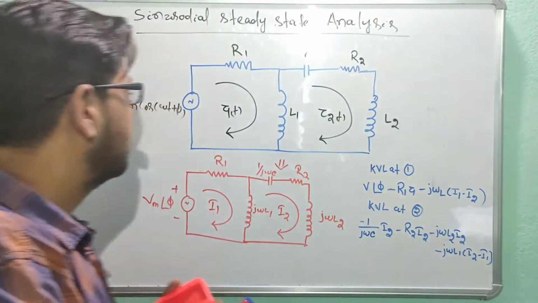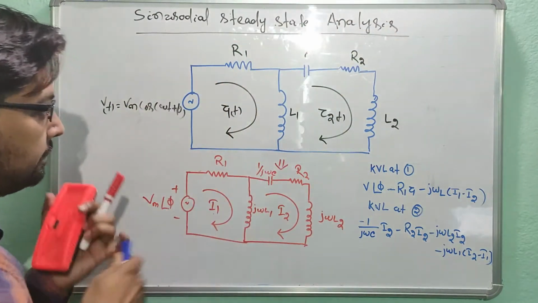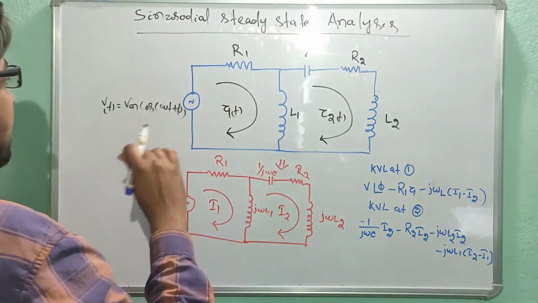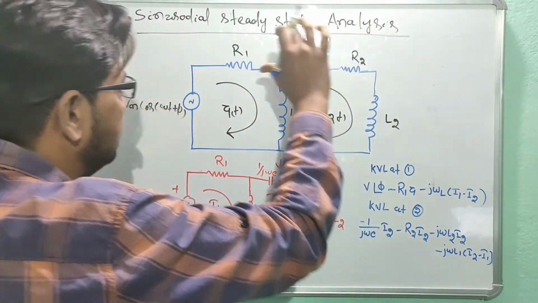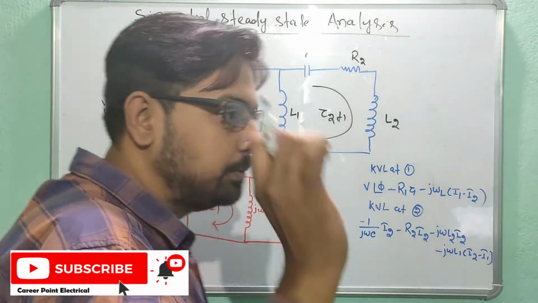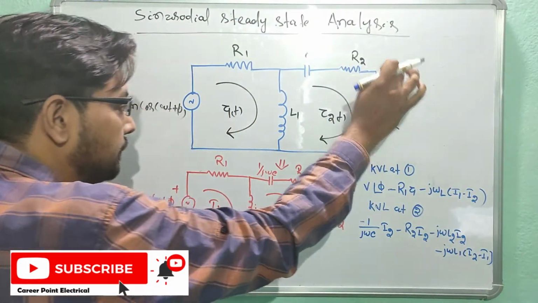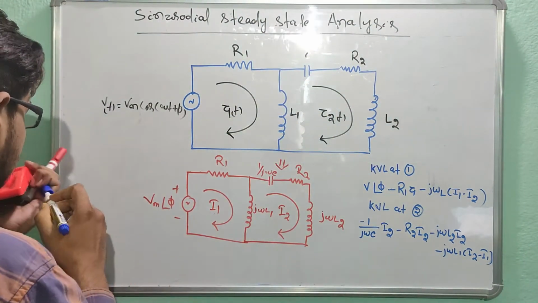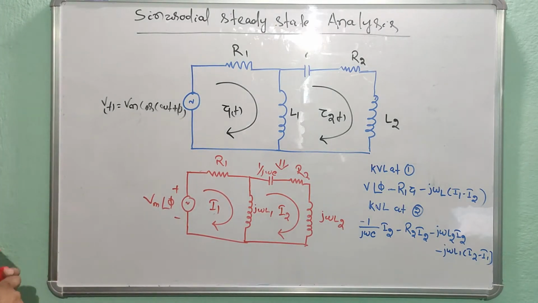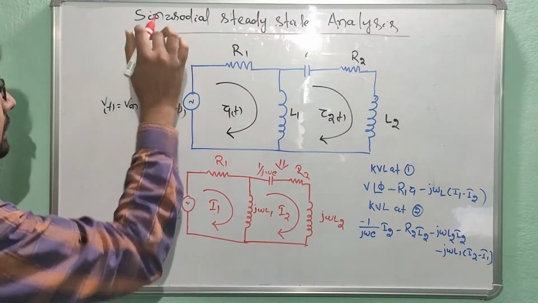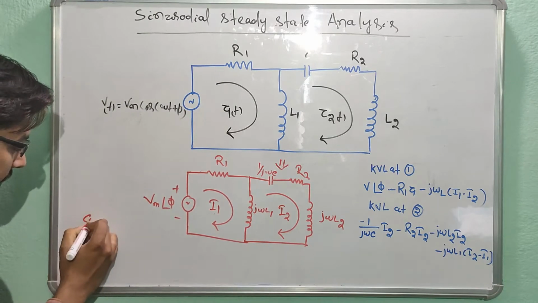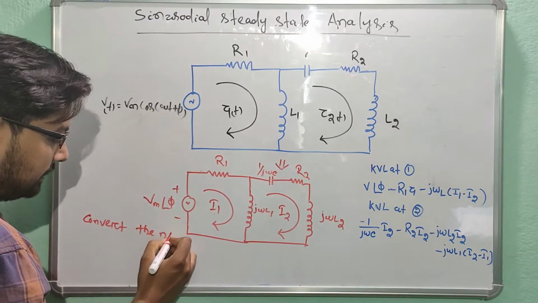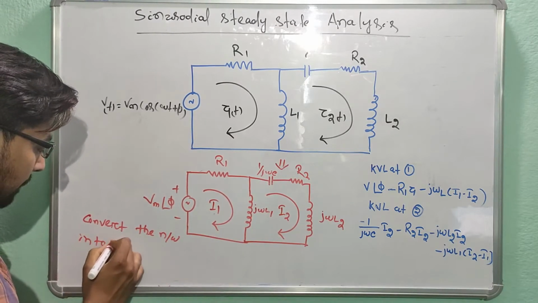So for this we have to take this figure or this network, and see how to solve it by the steady state analysis. First you have to convert this network into a phasor domain. So these are my phasor domain analysis. First, sinusoidal means convert the network into phasor.